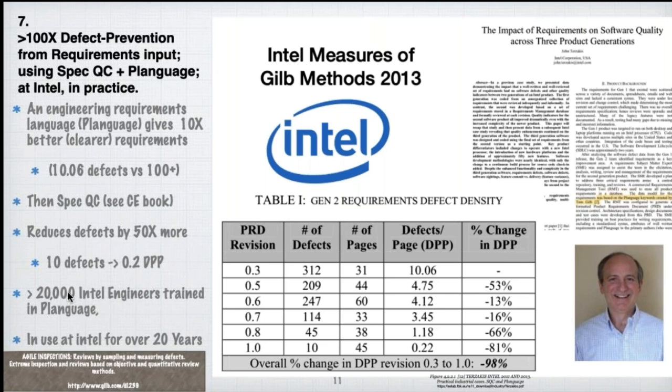And by mid-2016, they had trained 20,000 Intel engineers in my planning language, my quality control methods, and my EVO methods. And they're starting to do in-house research on how it works. Here's the guy doing the research. You can get his paper.